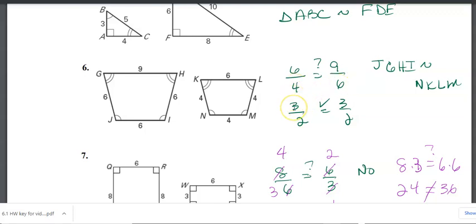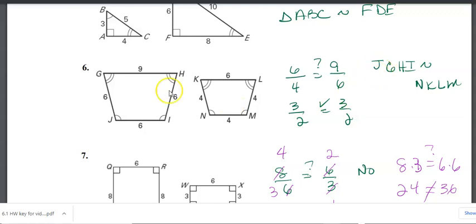Both of these fractions can be reduced to 3/2. I get that by taking 6 divided by 2 is 3. 4 divided by 2 is 2. 9 divided by 3 is 3. And 6 divided by 3 is 2. These both reduce to 3/2. That's my scale factor. I therefore have congruent angles and sides and proportions, so I have similar figures.